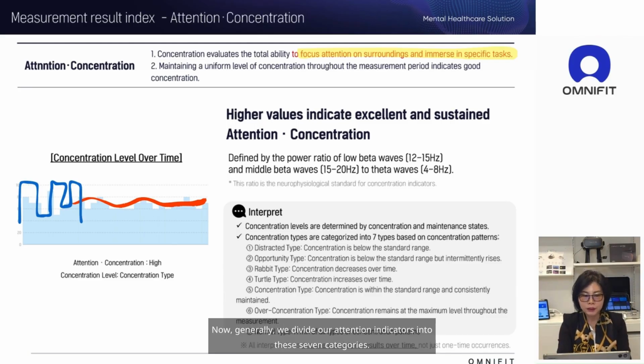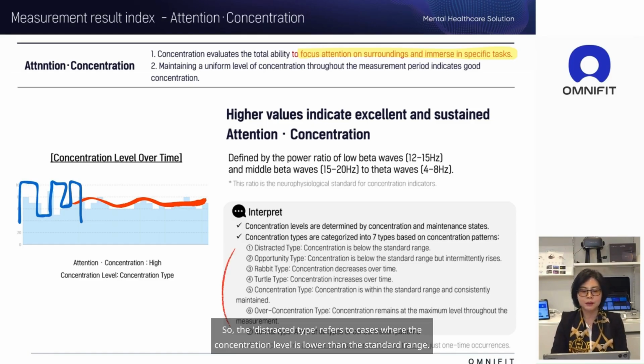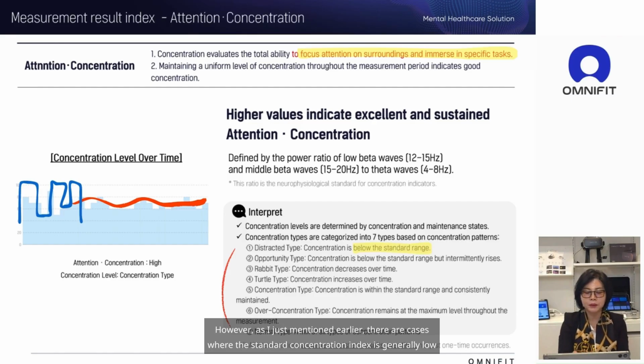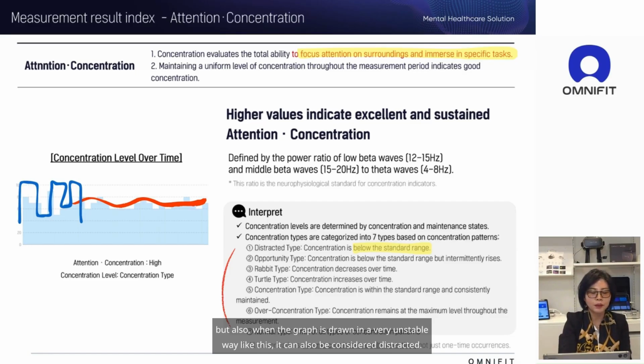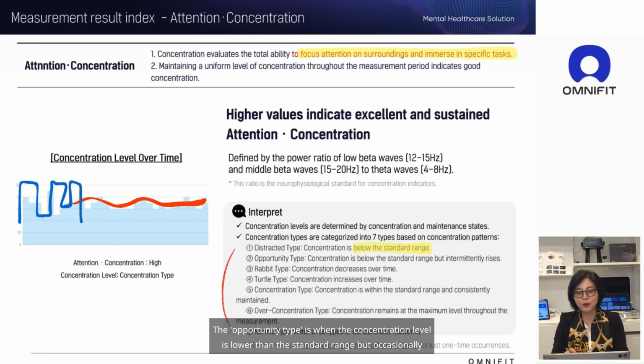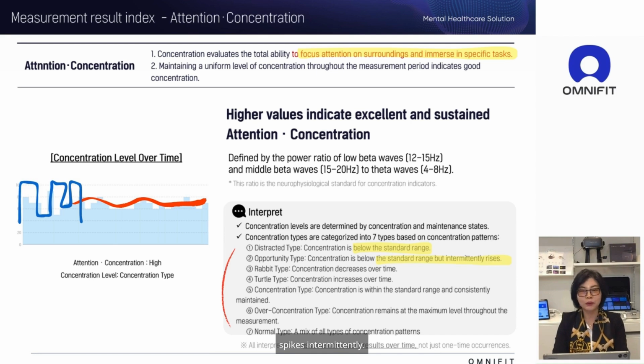Now, generally, we divide our attention indicators into these 7 categories. So, the distracted type refers to cases where the concentration level is lower than the standard range. However, as I just mentioned earlier, there are cases where the standard concentration index is generally low, but also, when the graph is drawn in a very unstable way like this, it can also be considered distracted. The opportunity type is when the concentration level is lower than the standard range but occasionally spikes intermittently.